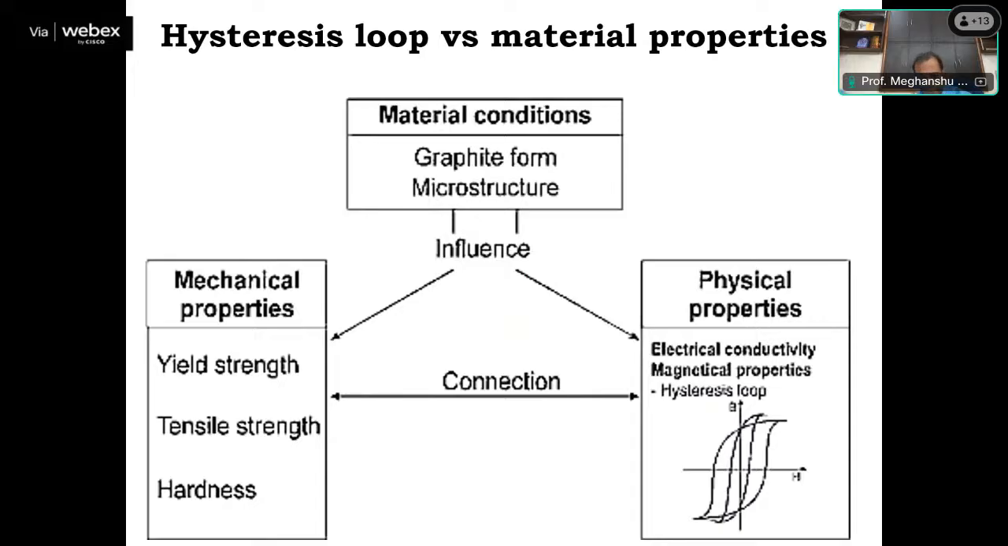So we came to know that mechanical properties like yield strength, tensile strength, hardness, microstructure phase, and residual stress are well connected with magnetic property. Magnetic property we can obtain by the hysteresis loop as well as the Barkhausen noise technique.